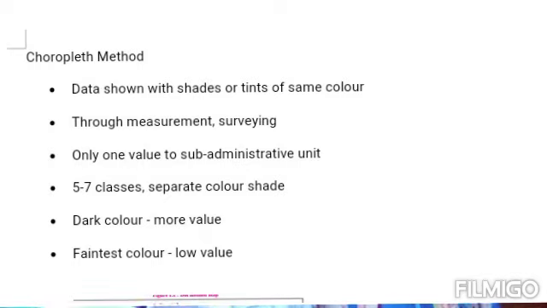Now in dot method we collected the data through counting. How are we going to collect data in choropleth method? There are 2 processes: measurement and surveying. Surveying is like counting only. That's why in choropleth method also we can use the population variable to show the distribution of a particular region.